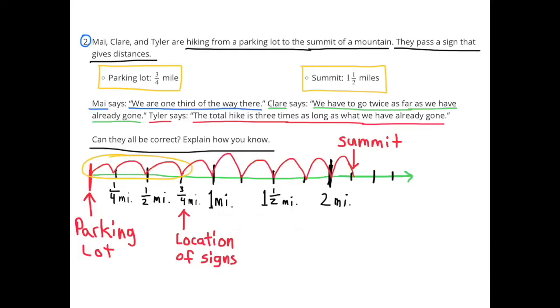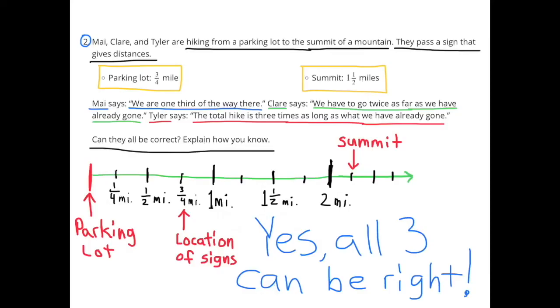Tyler says the total hike is 3 times as long as what we have already gone. If you look at the number line, you'll see it's divided up into 4ths. They've already traveled 3/4 of a mile, and the total trip to the summit is 9/4 of a mile. 9/4 of a mile is 3 times as long as 3/4 of a mile. Yes, all 3 of them can be correct.